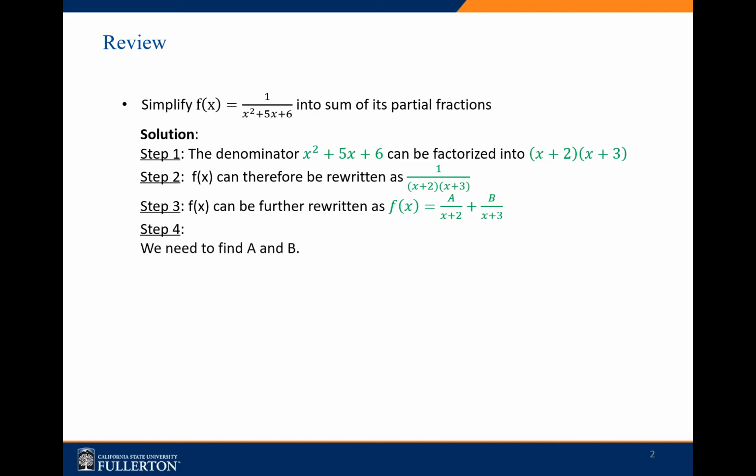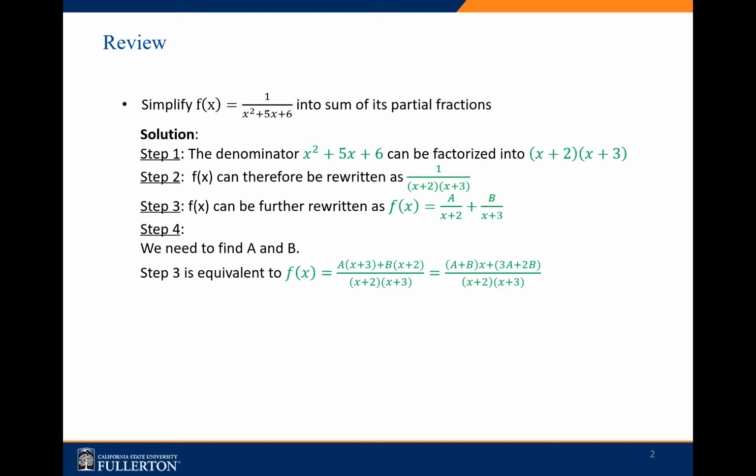And we now need to find what the values of A and B are. If I were to take the expression from step 3 and recombine it, I would arrive at A multiplied by (x plus 3) plus B multiplied by (x plus 2) over the complete denominator. And then if I take terms with the same order of x and group them together, I get (A plus B) multiplied by x as the first term and 3A plus 2B as the second term.